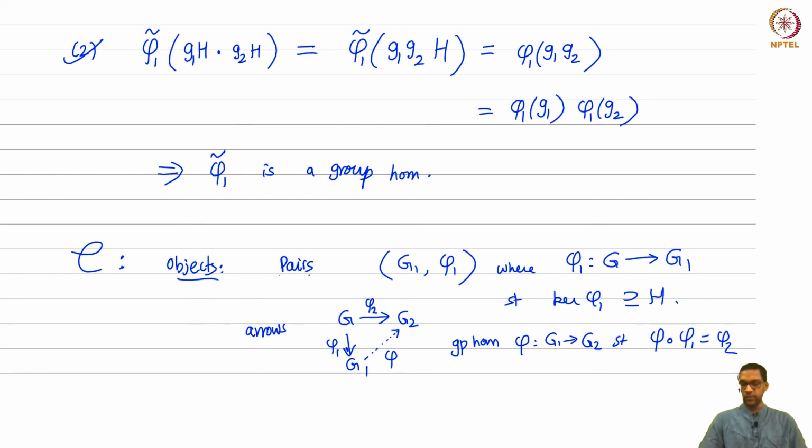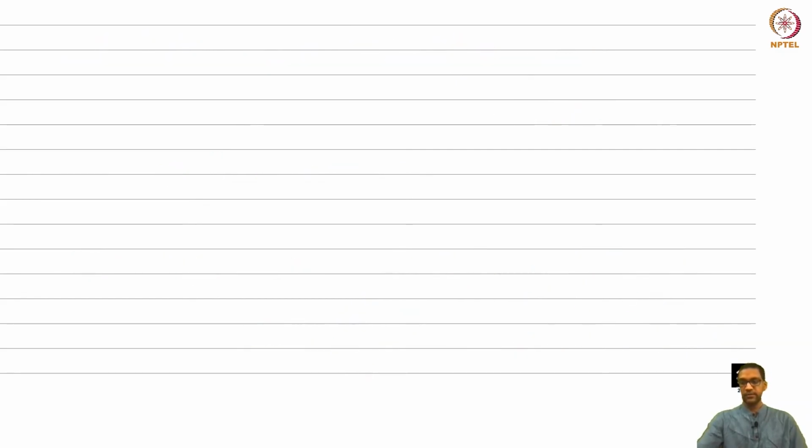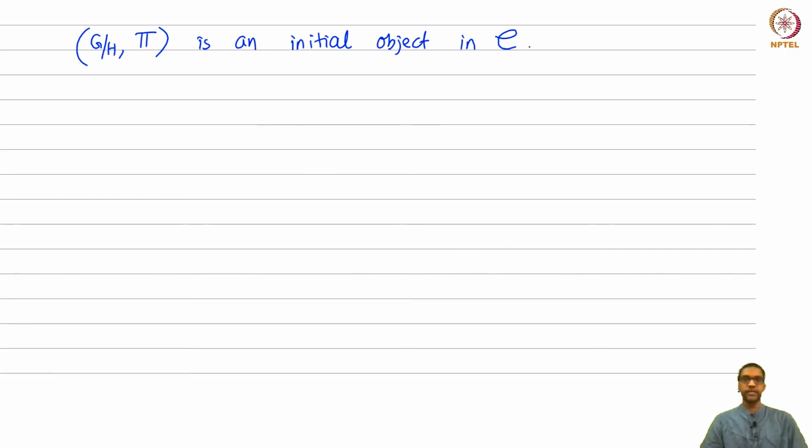So once you define your objects and arrows in this particular way, then observe again that the quotient that we are talking about, G/H with pi, is an initial object in this category C. Okay, so all these universal properties can be phrased in terms of initial or final objects in appropriate categories. Okay, now we'll use this next time to actually construct the tensor product of modules.